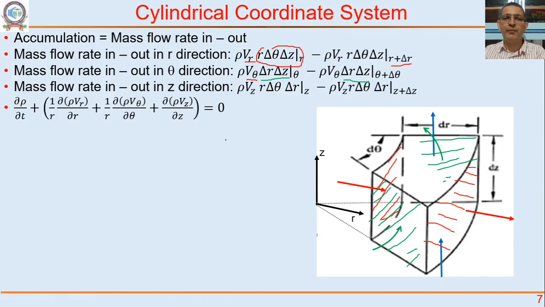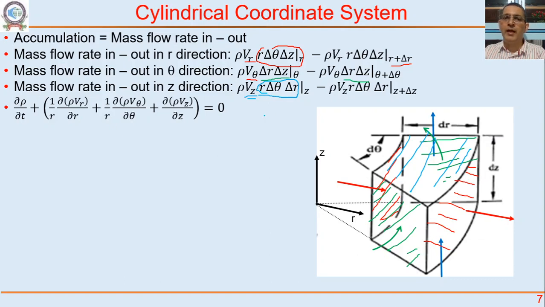Fluid can enter because of Vz through a face which is perpendicular to the z direction. Perpendicular to the z direction means the bottom face and the top face, this top face if you see, and the bottom face. Area of that top face and bottom face is r delta theta multiplied by dr, r delta theta multiplied by dr or delta r.